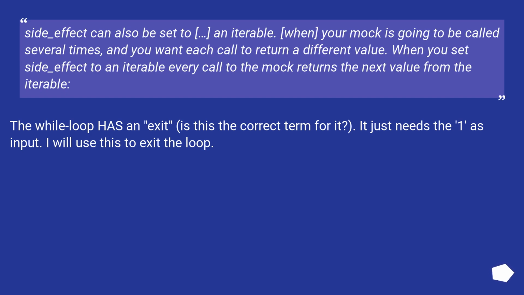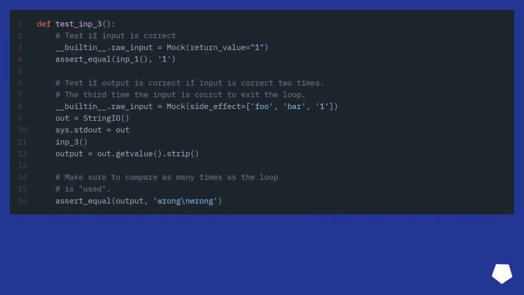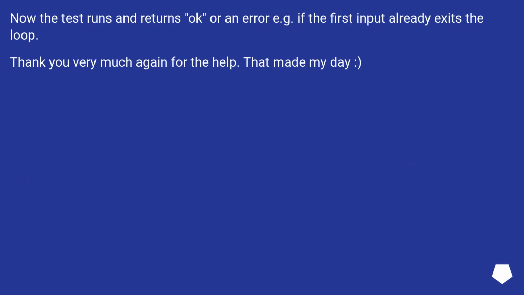The while loop has an exit. Is this the correct term for it? It just needs the one as input. I will use this to exit the loop. Now the test runs and returns OK or an error, for example, if the first input already exits the loop. Thank you very much again for the help. That made my day. Smile.